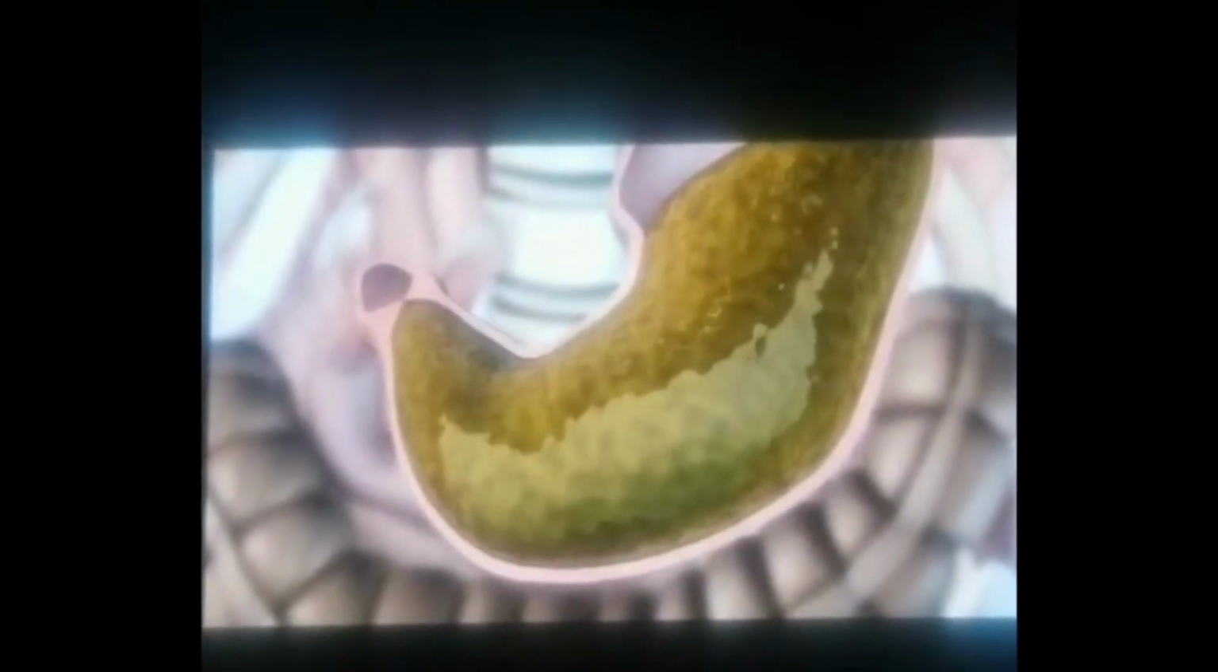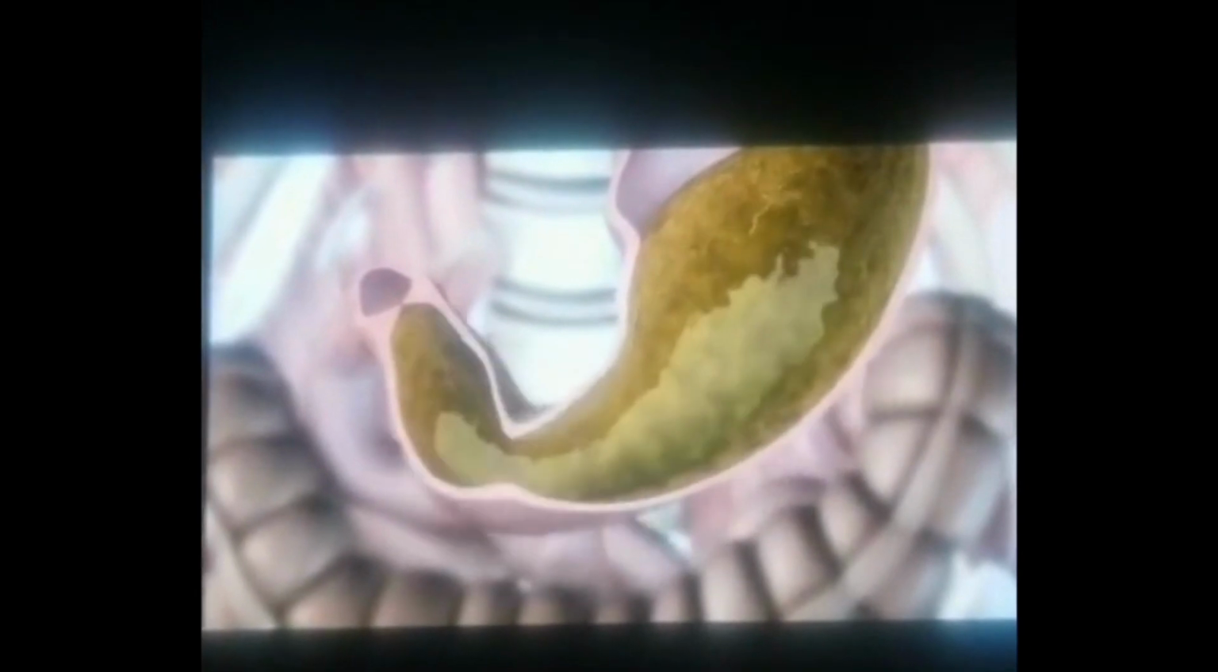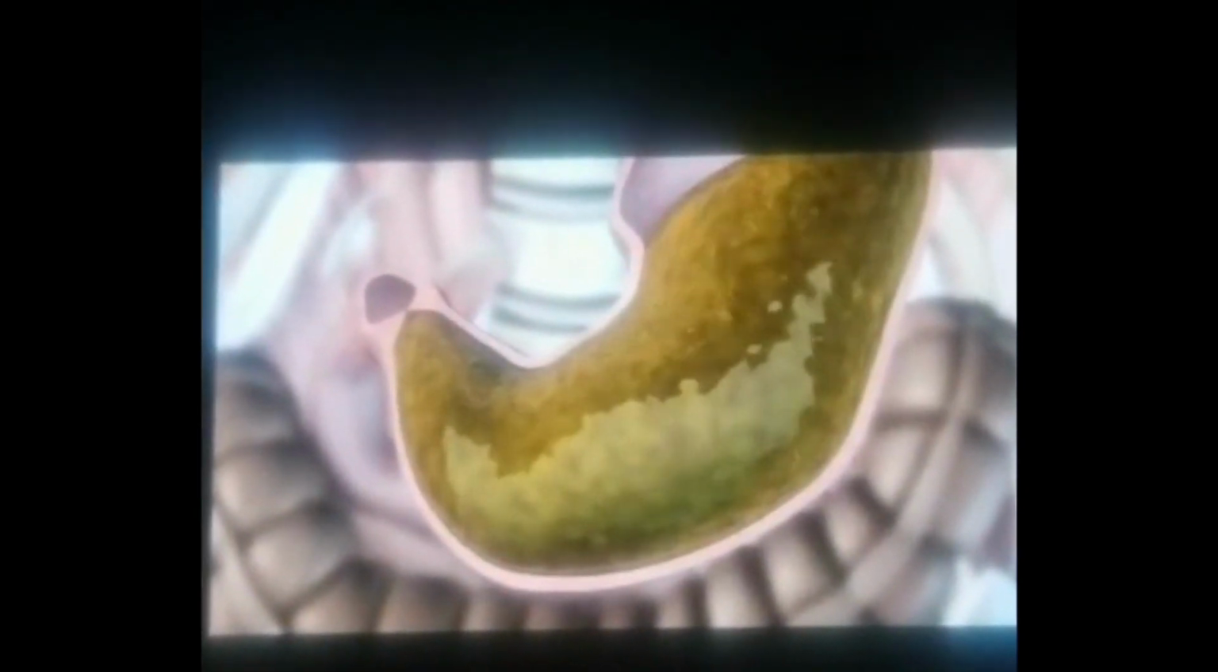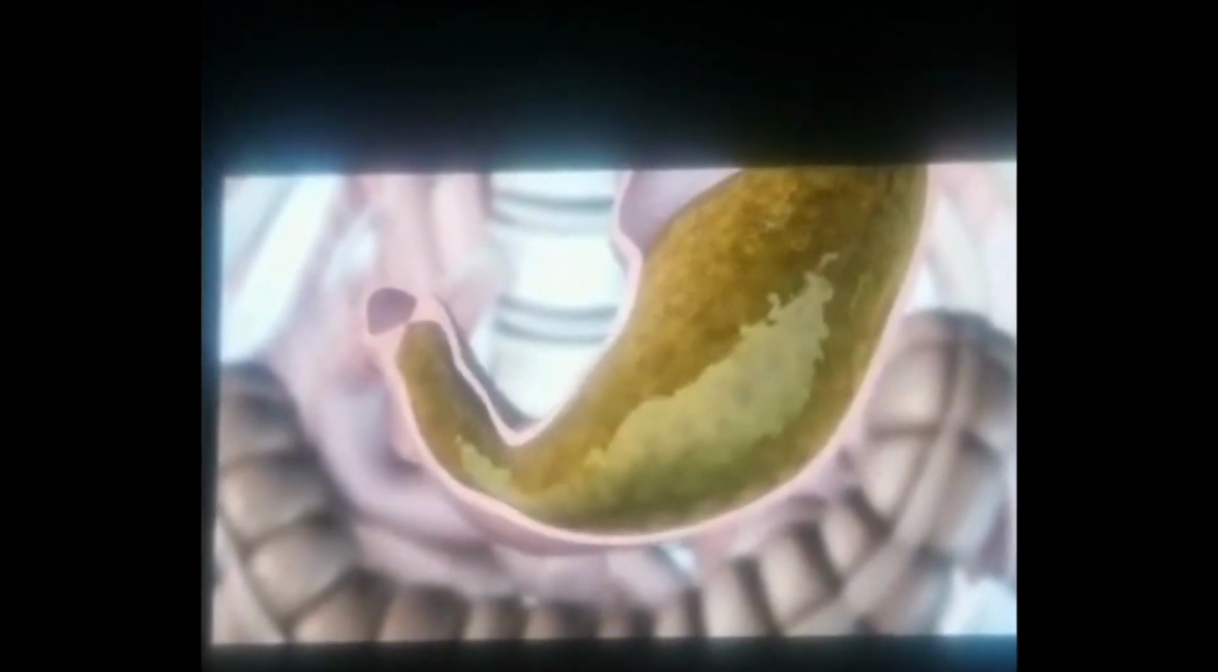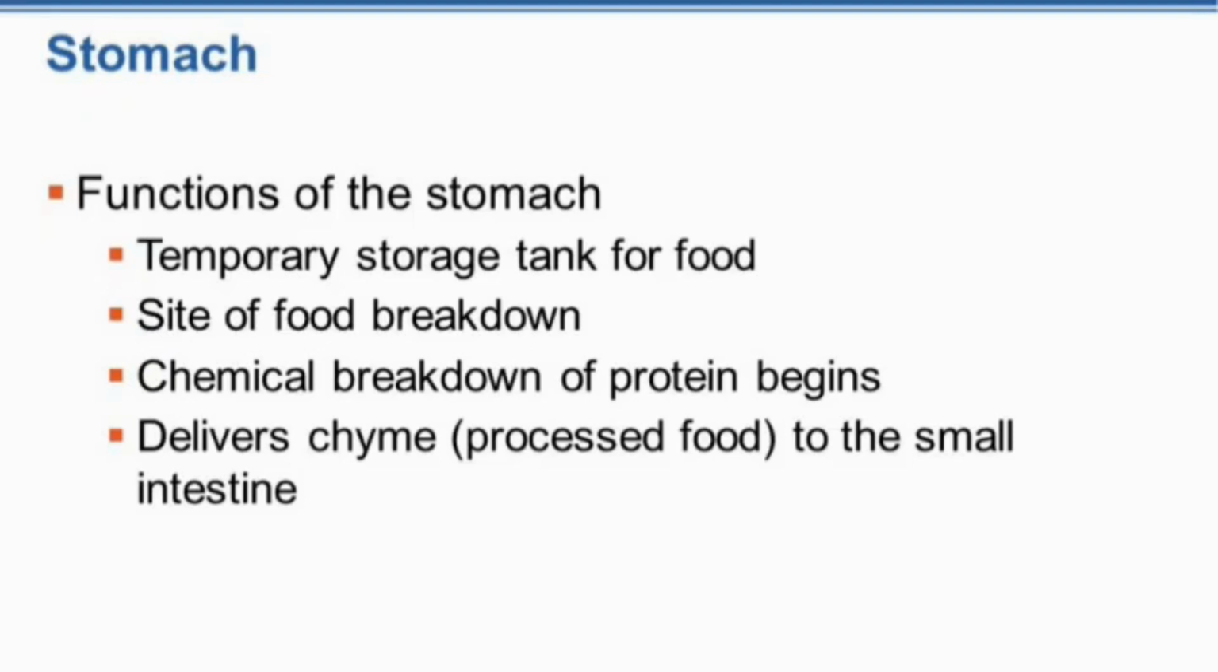The muscular contraction of the stomach wall churns the food, pushing it back and forth. After 3 contractions per minute, the food mass is moved back and forth, and after a certain period of time, it is adequately broken down and is passed into the small intestine. Here are the functions of the stomach. It is a temporary storage tank for food and the site of food breakdown. Chemical breakdown of protein begins here, and it delivers chyme, which is processed food, to the small intestine.